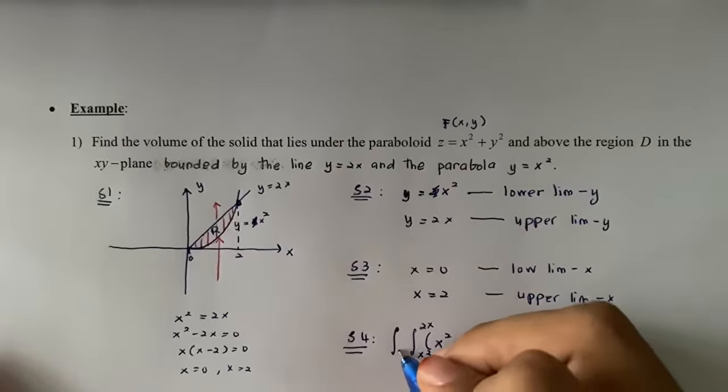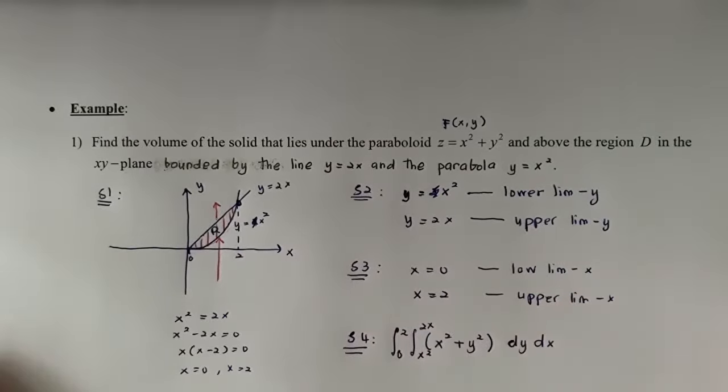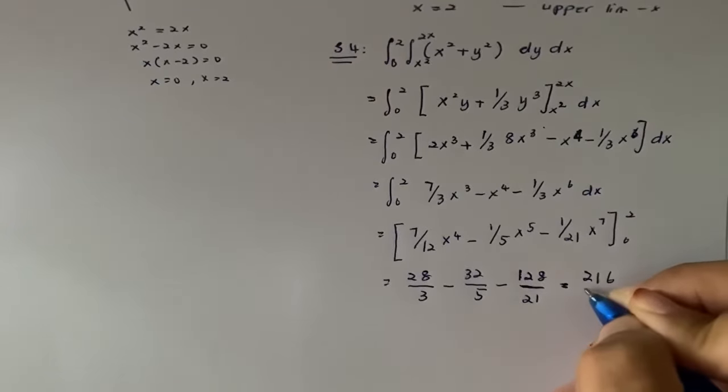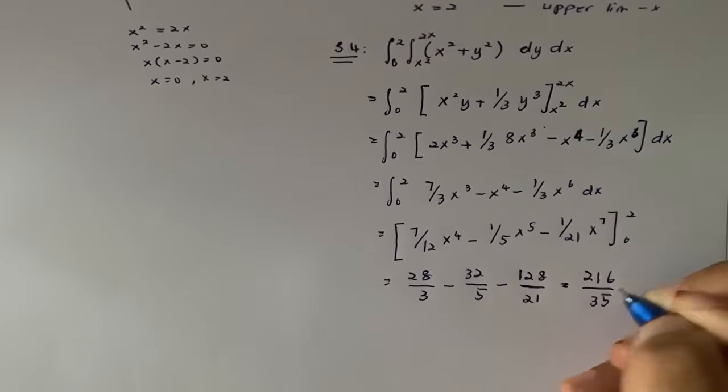Lower limit of x is 0, upper limit is 2. Now you can solve for the double integral. The last answer will be 216 over 35.